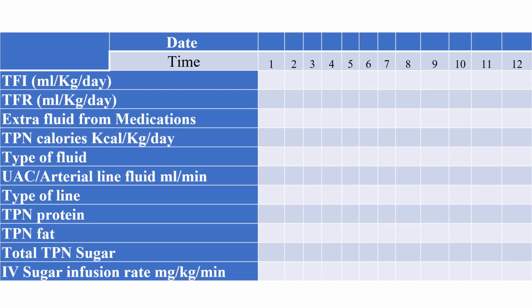And what type of line? Do you have a peripheral line? Do you have a central line? Is it umbilical? Is it a PICC line? Is it femoral? Is it jugular? And how much protein we are giving? Let's say we are giving 3 grams per kg per day. And how much fat we are giving? Usually the fat we calculate in grams per kg per day, and also the amount. Usually the fat is 5 ml in each gram. And how much sugar in the TPN? I will teach you, when we get to hypoglycemia and hyperglycemia, how to calculate the sugar intake. The sugar infusion rate should be in milligrams per kg per minute. So you always need to document all that.